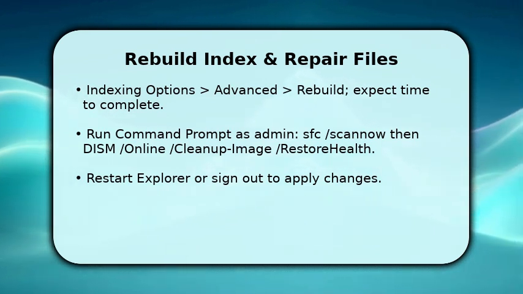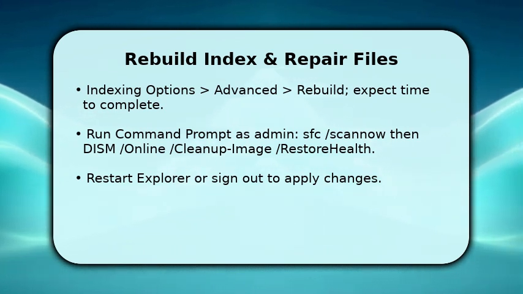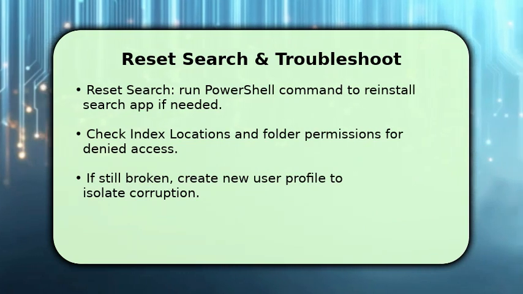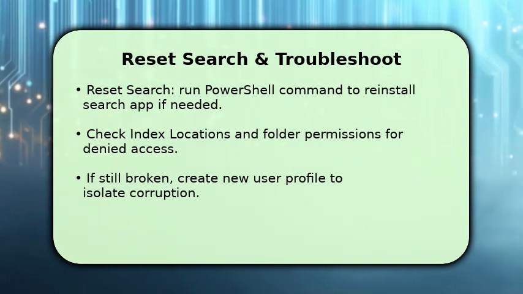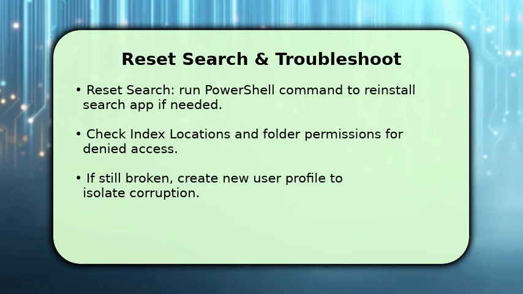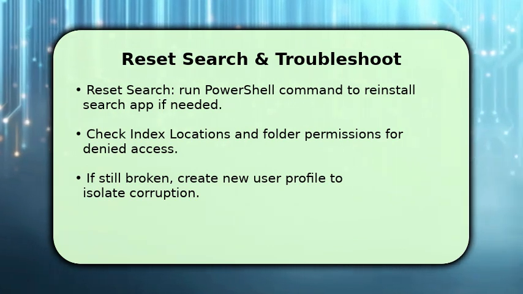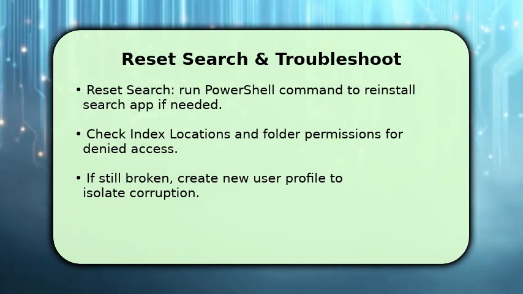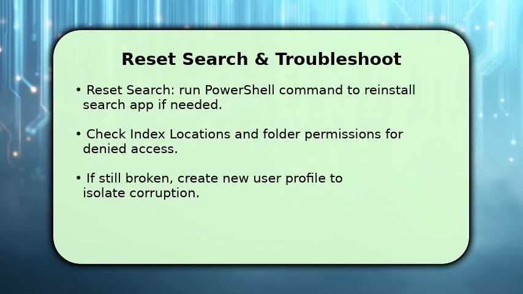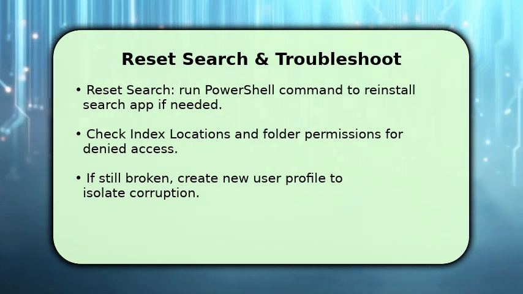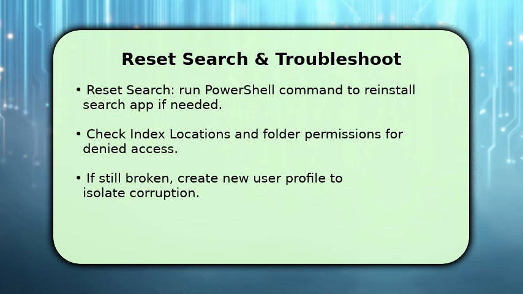You can run a PowerShell command to re-register the search app or reinstall Cortana-related packages. This clears corrupted app registrations. Next, make sure your index locations and folder permissions allow access. Denied folders won't appear. If problems persist, create a new local user to see if the issue is profile-specific. That quickly isolates corrupted users.